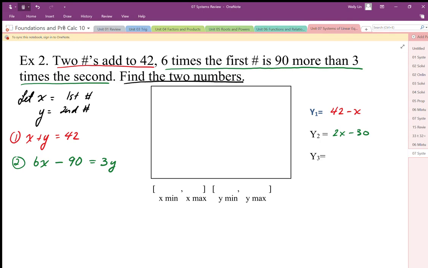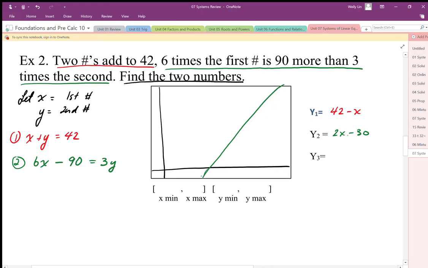So graphing these, once I've established my variables and come up with my equations, I can now graph. When I graph this, my graphing window is going to look something like this. This is going to be 2x minus 30, so it's going to have a slope of 2, and the y-intercept is going to be way down there at negative 30. And the other equation here is going to be 42 minus x, so it's going to start up here, and it's going to go down at a slope of negative 1.